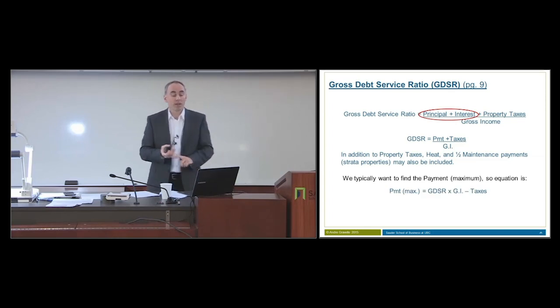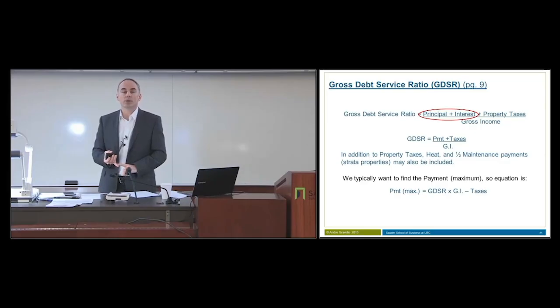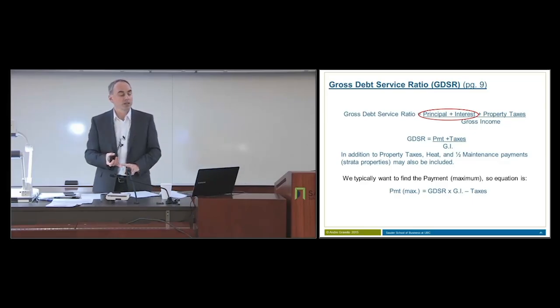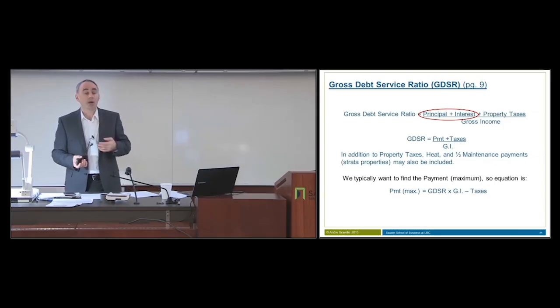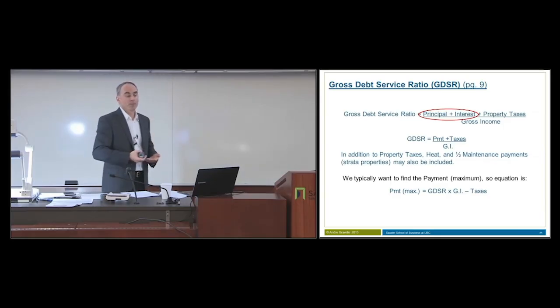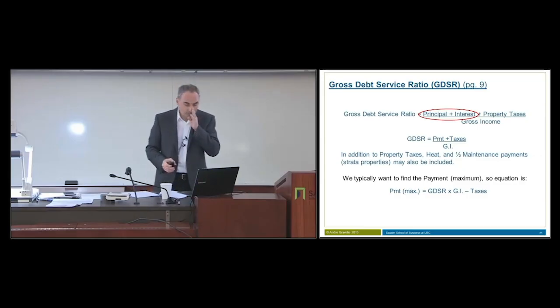So this says the payment, your mortgage payment, the maximum mortgage payment you can afford, is equal to the gross debt service ratio multiplied by gross income minus property taxes. So that's the simplest form of this equation.